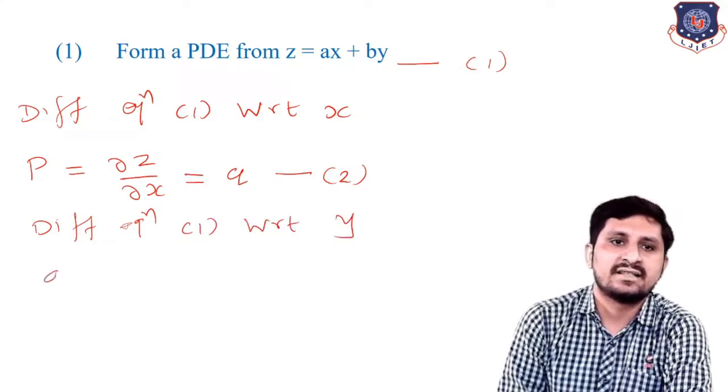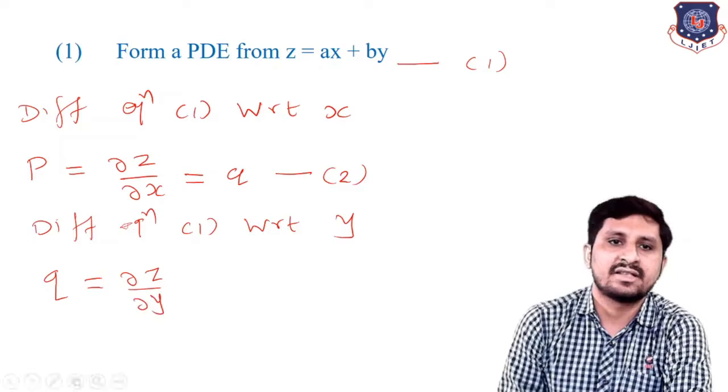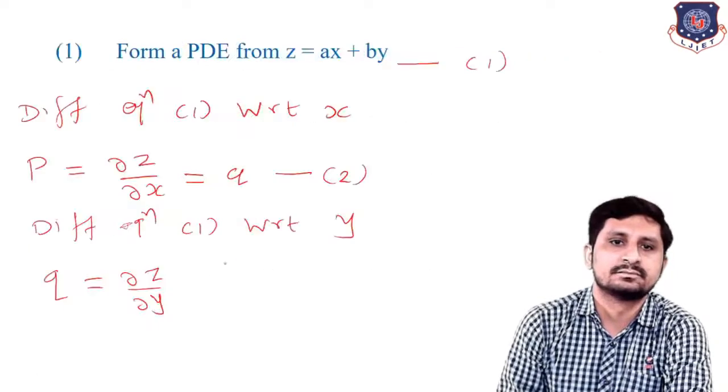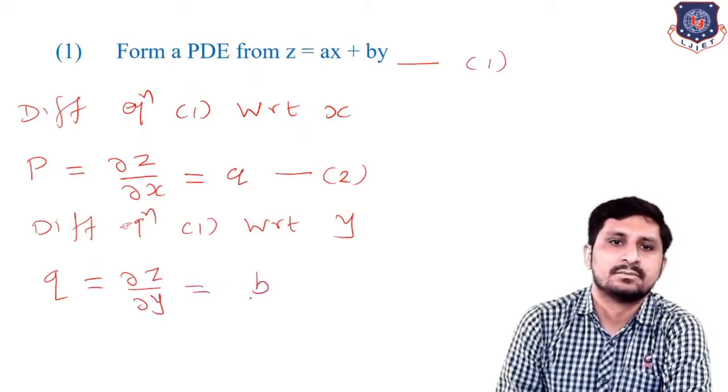So that is Q is equal to del Z by del Y, and differentiation of equation 1 with respect to Y, that is equal to B. Okay, call it equation number 3.